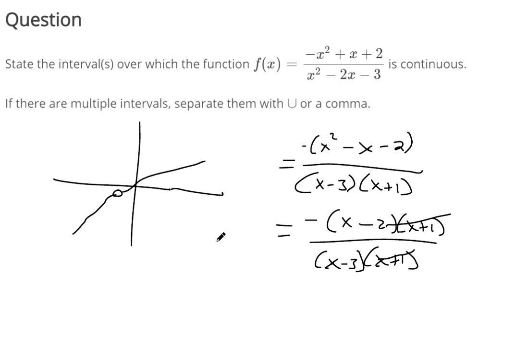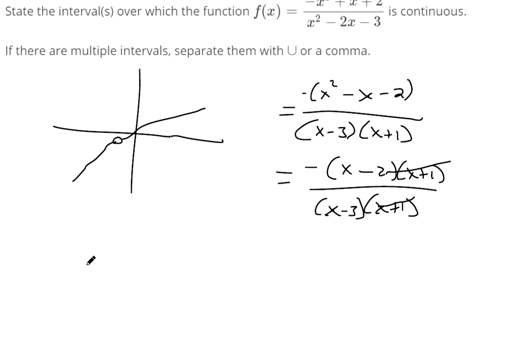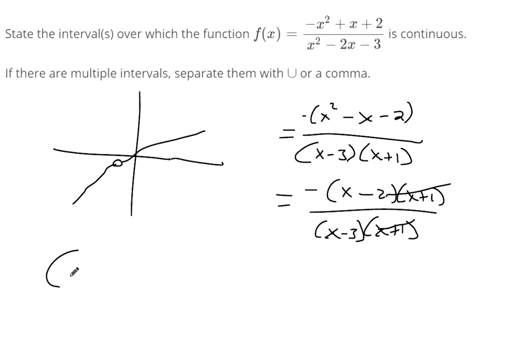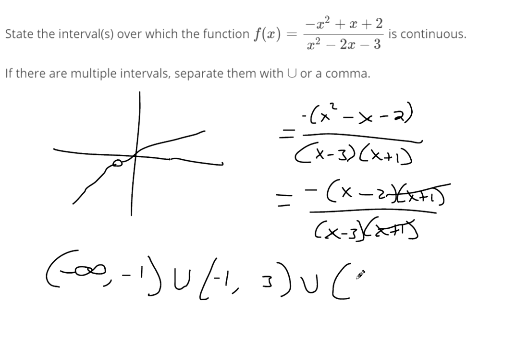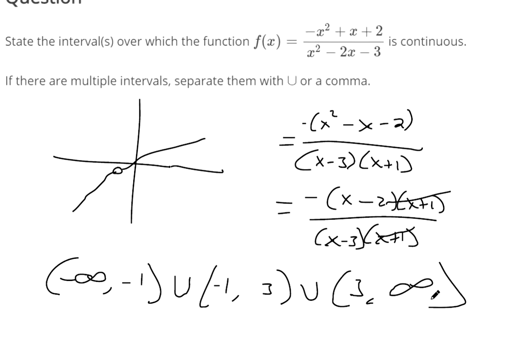Okay. So we have to exclude both 3 and negative 1 because of that removable discontinuity that's happening at x equals negative 1. So our interval would be from negative infinity to negative 1. That's the first value we come to. Stop. Get back on the train after negative 1. Go to 3. Stop. And then go to infinity. These are all the places where it is continuous.